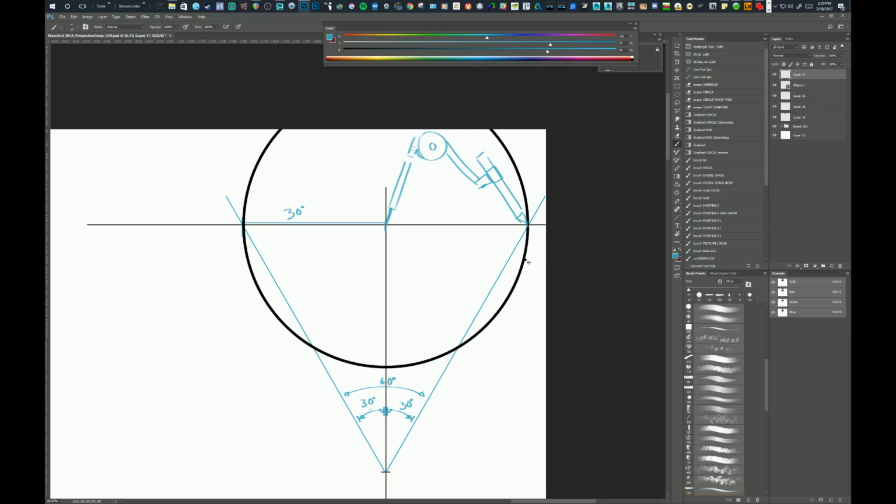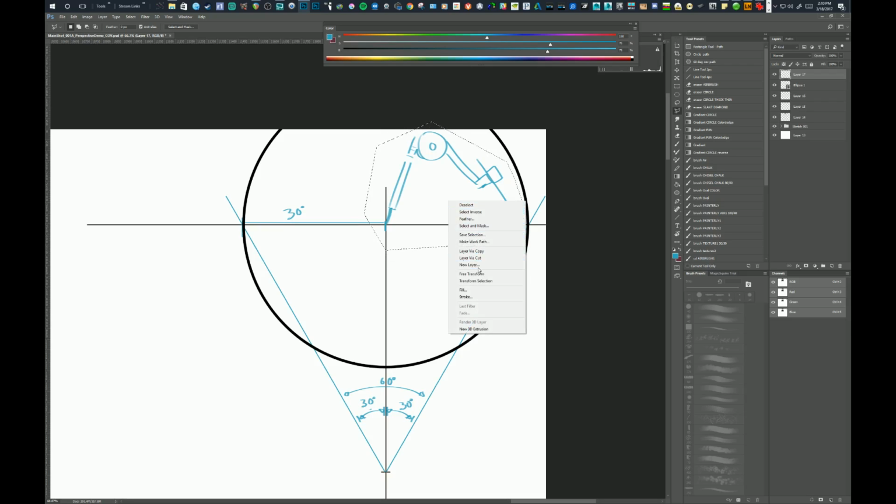Did I make that on another layer? I didn't, did I? Oh my goodness. Here, let me get this on another layer, and I'll finish that up so I can keep bringing it up to show you guys.